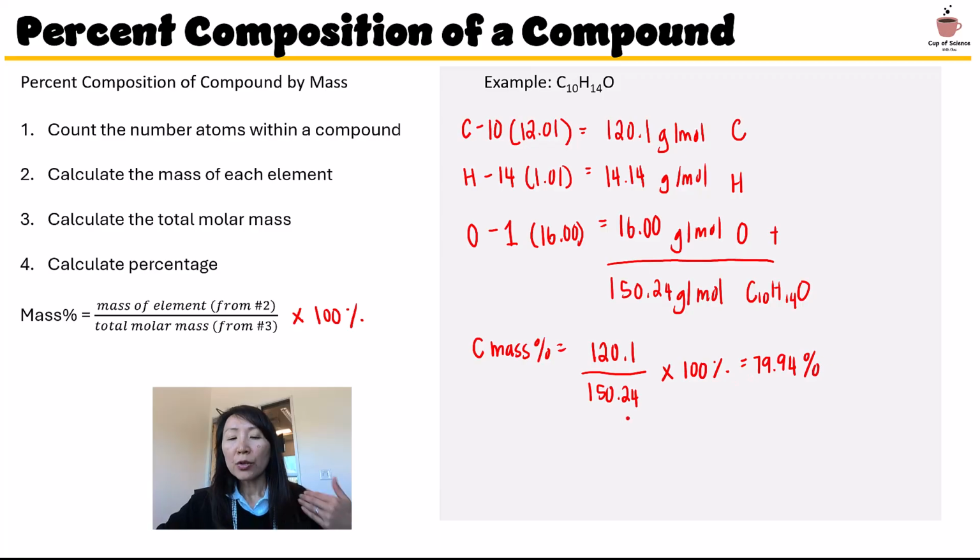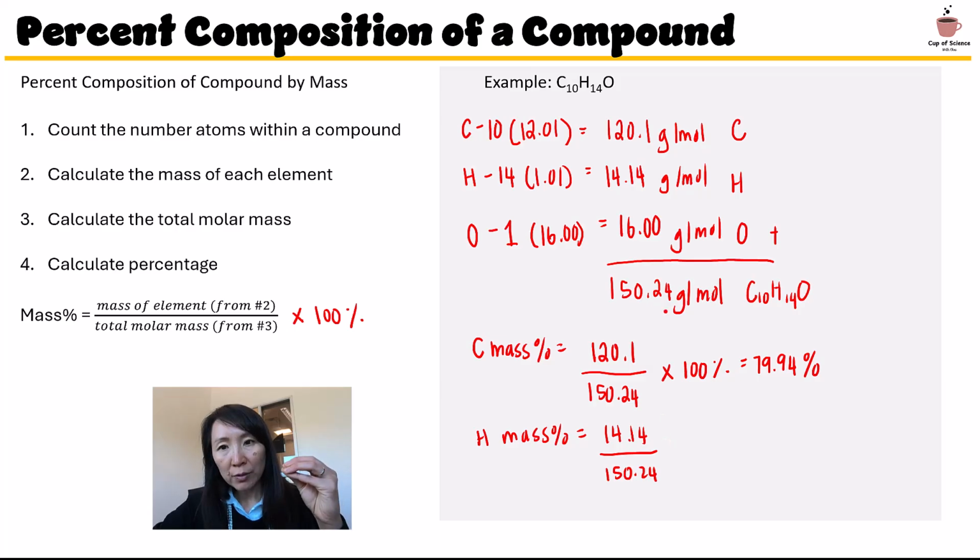Okay, so you're going to do the same deal for hydrogen and oxygen. So the hydrogen mass percent is, we have our 14.14 divided by 150.24. So we have the hydrogen component, which is coming from here, and then 150 is coming from the overall, and then multiply by 100%. So let's calculate that one out.